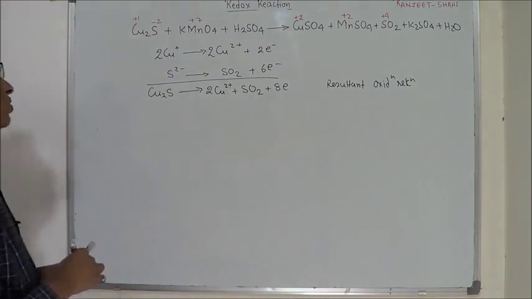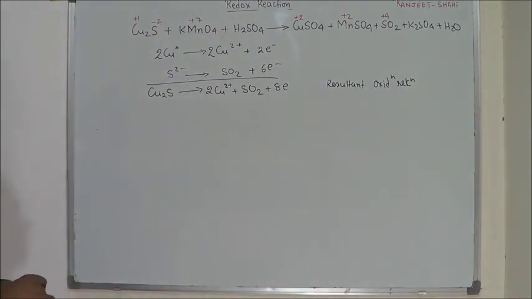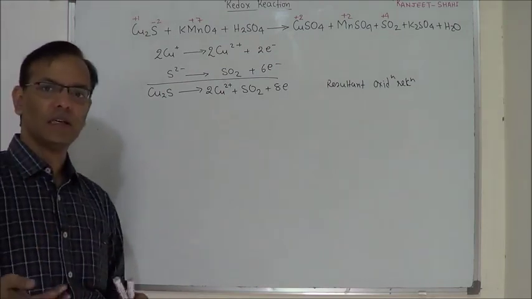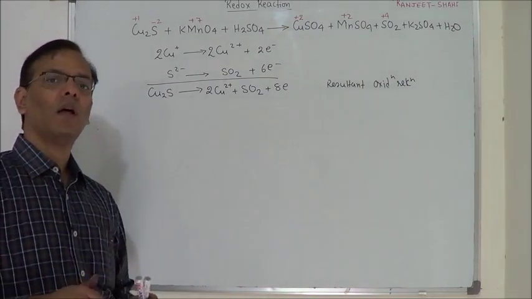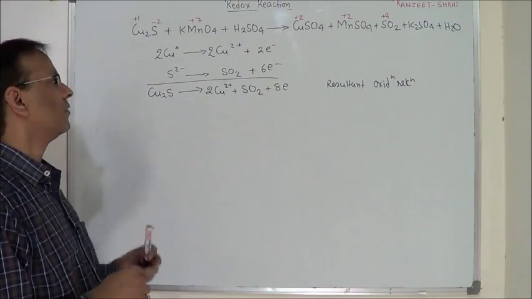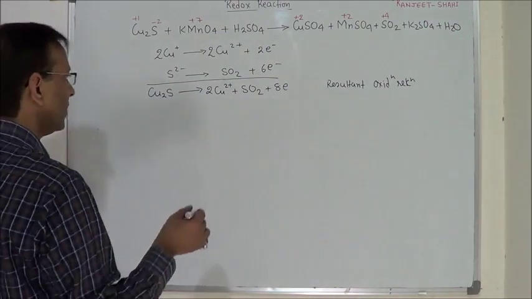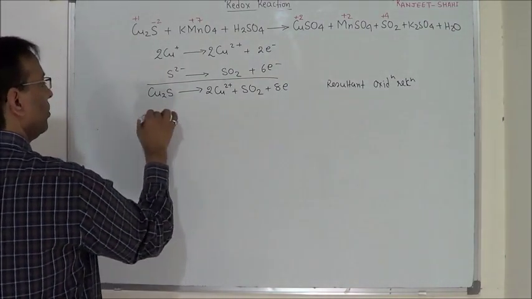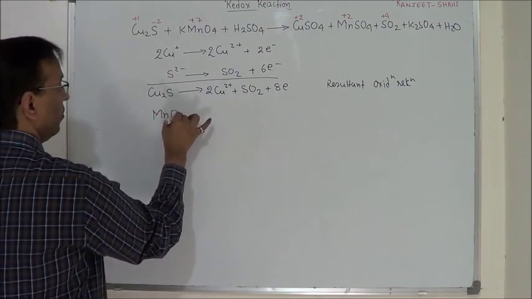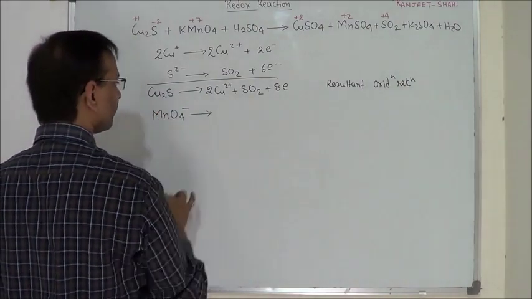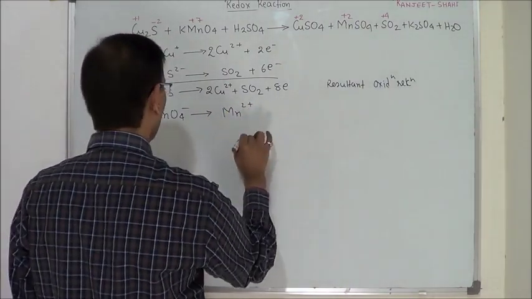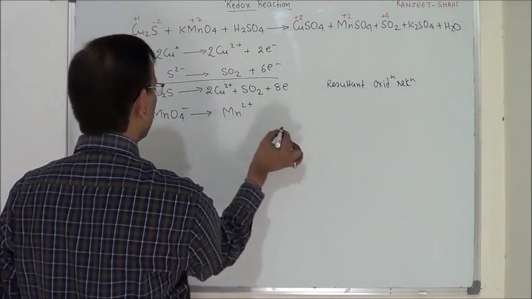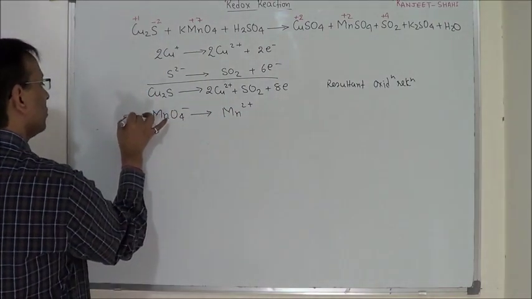So for balancing, we need one oxidation and one reduction reaction. If more than one element is oxidized, take all those oxidation reactions together to form a resultant oxidation reaction like this. The reduction reaction is known, we have used it so many times. MnO4 minus giving Mn2+. It is reduction, so gain of 5 electrons.